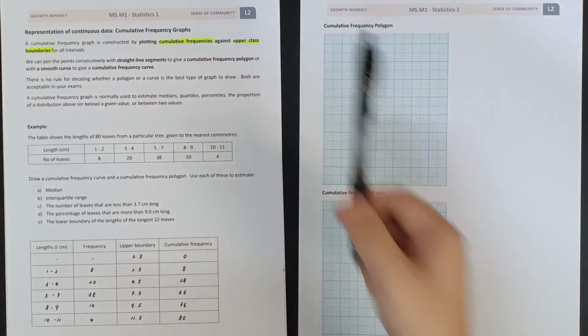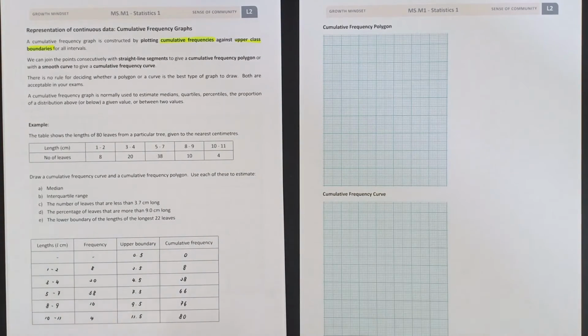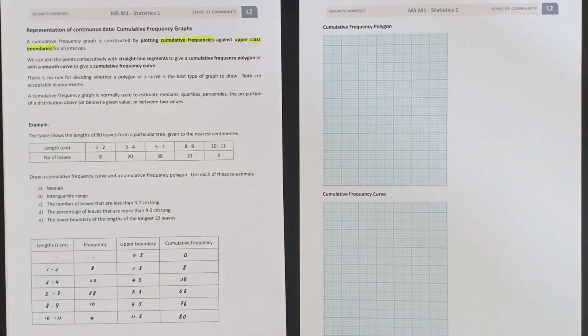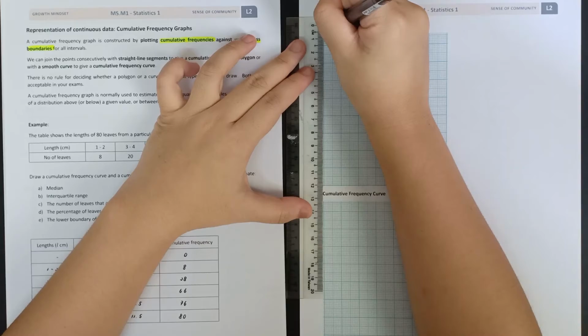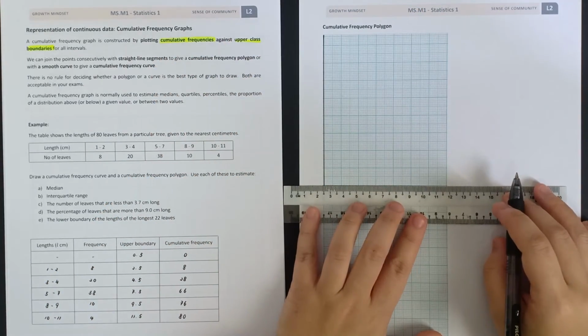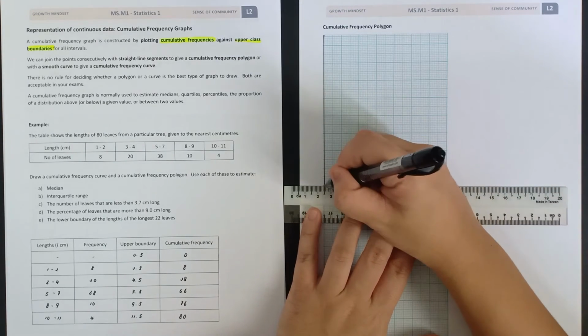Let's start with the cumulative frequency polygon. Actually for both you are doing exactly the same steps. It's just that when you connect the points, you are using a different line. For the polygon you are using straight lines, for the cumulative frequency curve you are using a curve. That's it. I'm just going to plot the points very quickly, because I think you should be able to understand what I'm doing. It's very common sense, so I do not need to explain much.